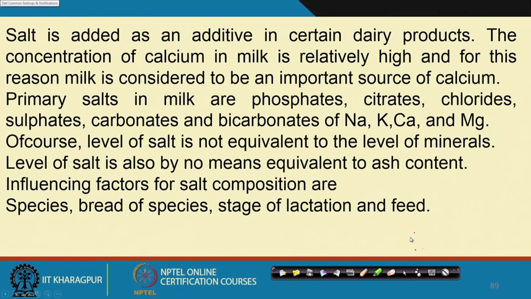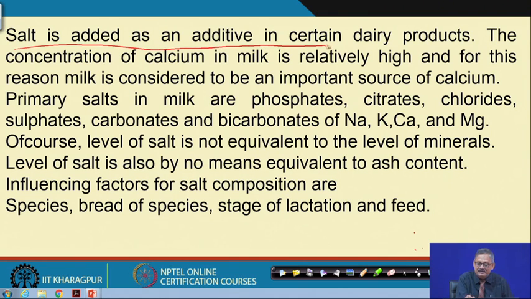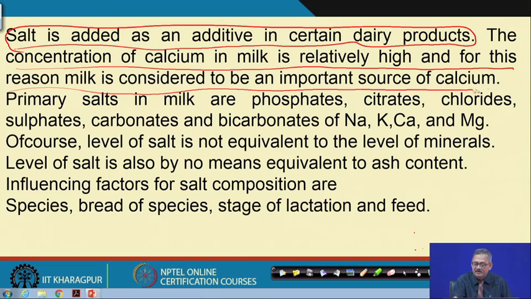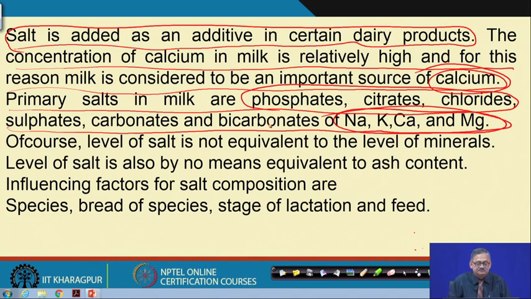Now, at times salt is also added. Salt is added as an additive in certain dairy products. The concentration of calcium in milk is relatively high, and for this reason milk is considered to be a very important source of calcium. The primary salts in milk are phosphates, citrate, chlorides and sulfates, carbonates, and bicarbonates of sodium, potassium, calcium, and magnesium.